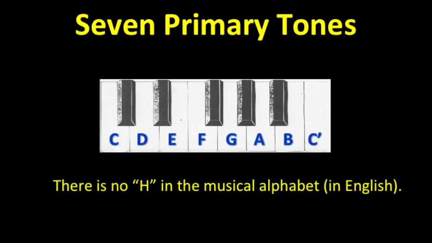The musical alphabet is a series of 7 tones, A through G. In these beginning exercises, the series begins and ends not with A, but with C. So the 7 primary tones are C, D, E, F, G, A, and B.